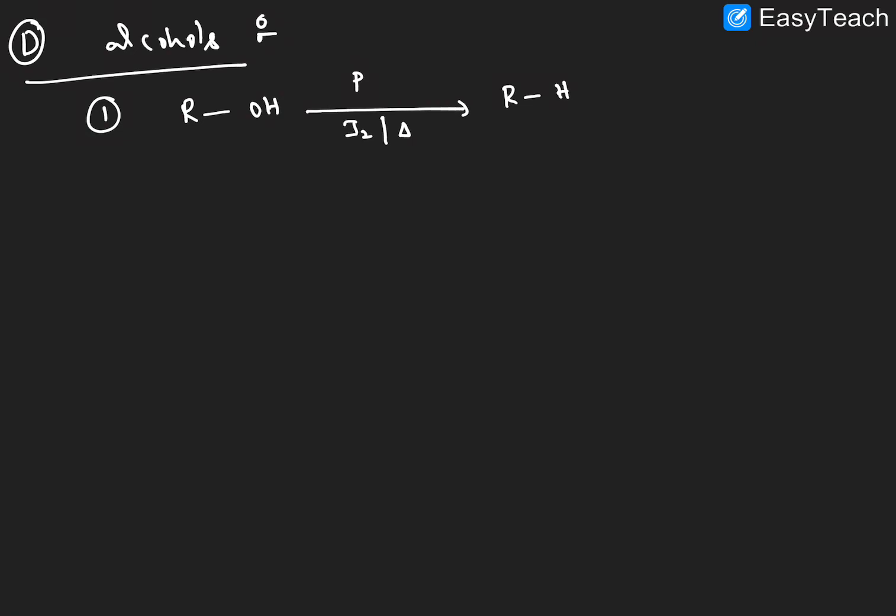This is one method, and a second method is also there: reaction of alcohol with tosyl chloride, TsCl, making the best leaving group. So what happens here? OTs is forming. This is the best leaving group.